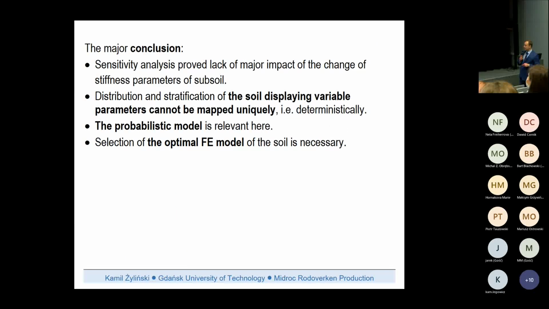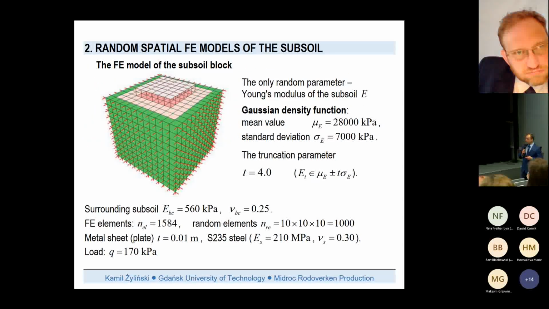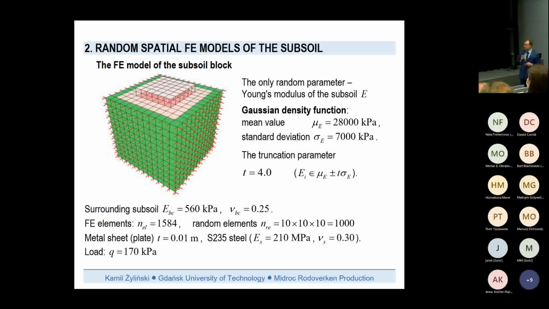So having these results creates a thought: is there a necessity to create some useful and very easy tool to implement the random approach and probabilistic input data model? Therefore, this simple model of a brick was created to check if some reduction can be implemented, and we can see that this subdomain, which will be analyzed as random, has dimension 10 by 10 by 10.